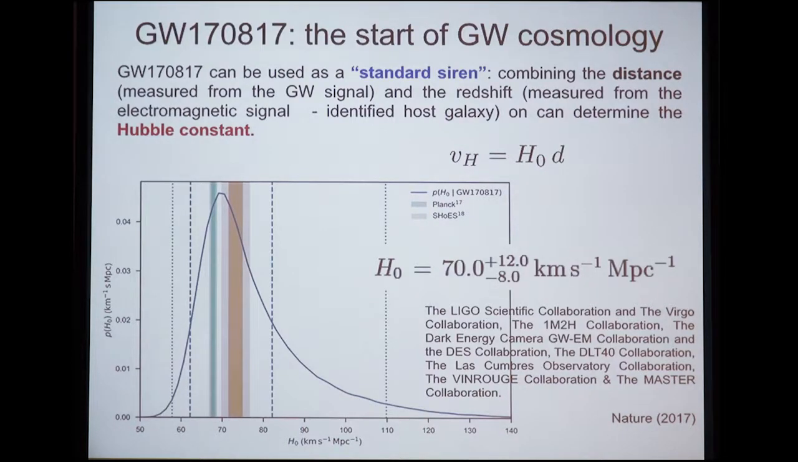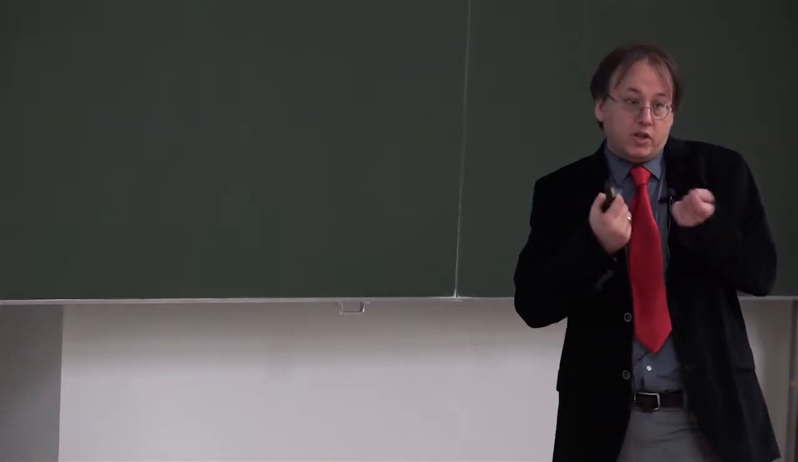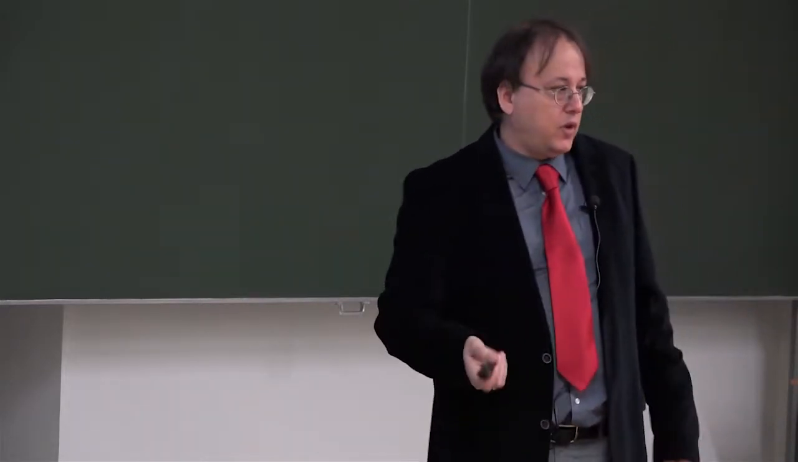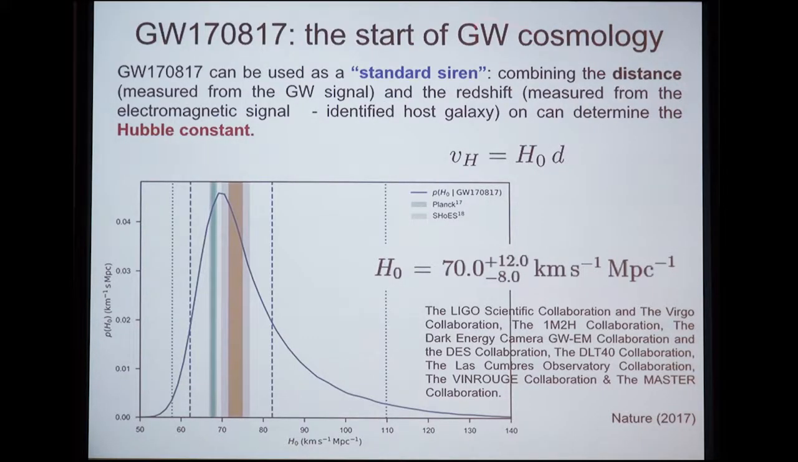This merger of two neutron stars is not just the start of multi-messenger astronomy, it's also the start of gravitational wave cosmology, because we were also able to do cosmology. And the way that this works is that you can use neutron star mergers as a standard siren as opposed to a standard candle. So once you understand what the source was, you can compute how loud, how strong the gravitational wave amplitude will be. And this allows you to measure the distance.